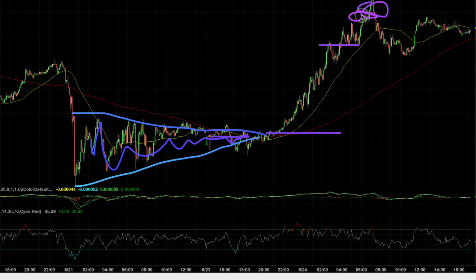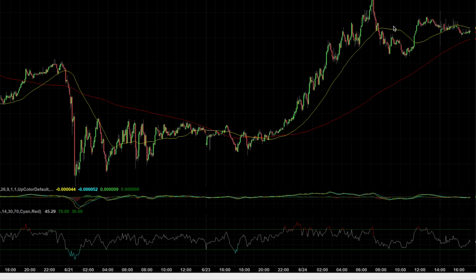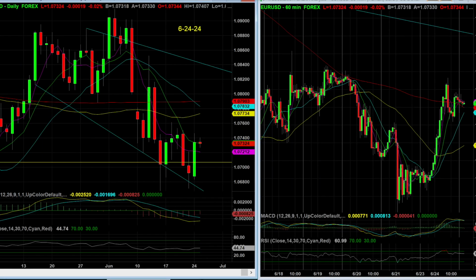This one's a little bit tricky because we got resistance here, right? The 10-day moving average. Look at the daily chart here. We hit resistance on the daily chart, the 10-day moving average.